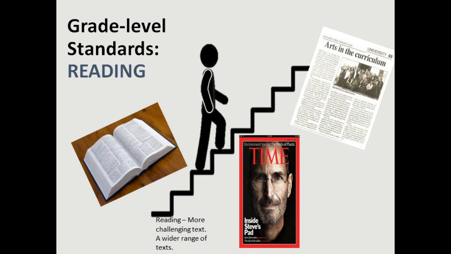This shift will be more evident at the elementary level, where there has historically been an emphasis on fiction or stories. The Common Core standards suggest that by 4th grade, students are reading 50% in fiction and 50% in nonfiction. By 8th grade, that split becomes 45% fiction and 55% nonfiction. And by 12th grade, it should be 30% fiction and 70% nonfiction.